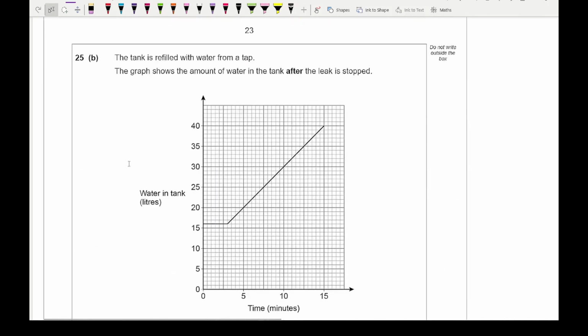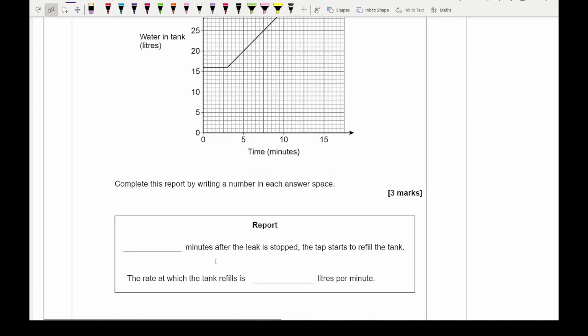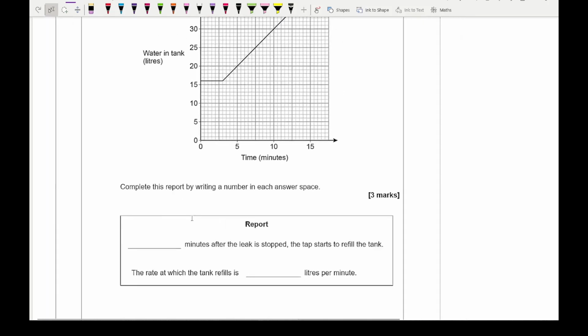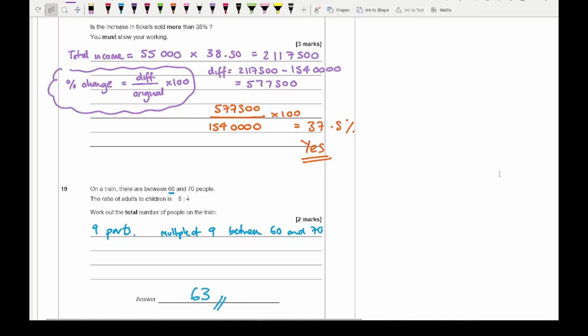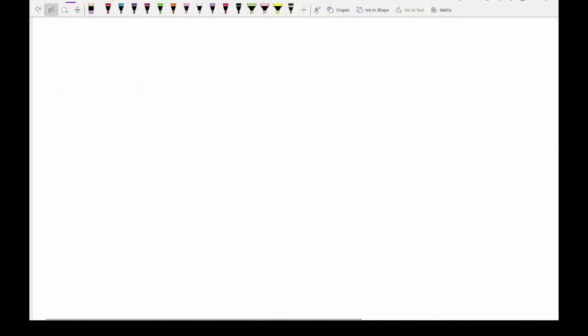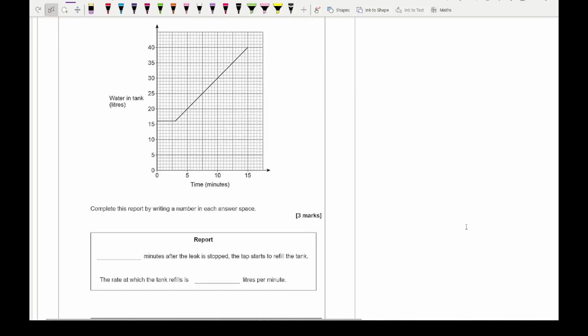Then for question 25b, it says the tank is refilled with water from a tap. The graph shows the amount of water in the tank after the leak has stopped. And it says complete this report by writing a number for each space. So let's just zoom out so we can see both the question and the graph. And let's go back to that question. There we go. And so it says after how many minutes is the leak stopped?